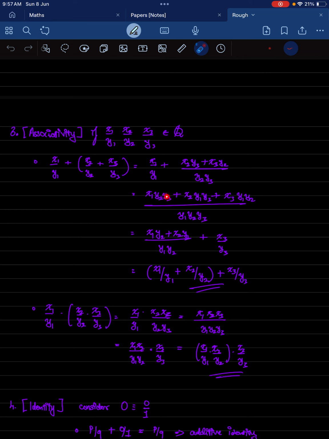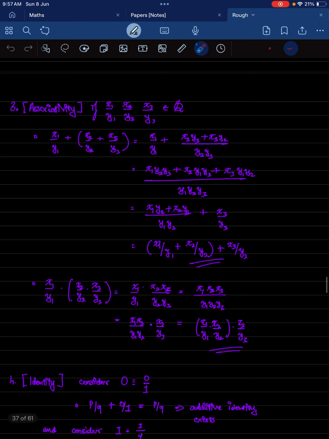Similarly over here, the y3 term will come out and only a y1 y2 term will remain in the denominator. Again, the equivalency of rationals invoked. And now look at this term. This has beautifully come out to be x1 over y1 plus x2 over y2, and hence I have proved that rational numbers are associative in nature, at least in terms of addition.